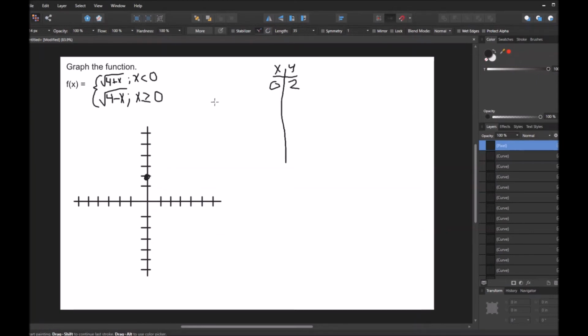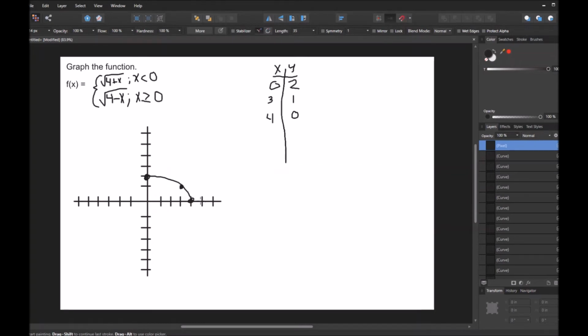So then let's plug in another point. Let's try 3, for example. Now 3 is greater than 0, so we're going to go to this bottom equation here. 4 minus 3 is 1, and the square root of 1 is 1. So now we have the point 3, comma 1. And then if we plug in 4 for x, 4 is greater than or equal to 0, 4 minus 4 is 0, and the square root of 0 is 0. So we would get the point 4, comma 0, and our line would look something like this.